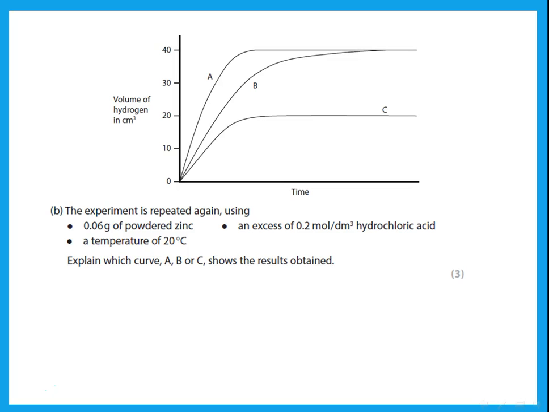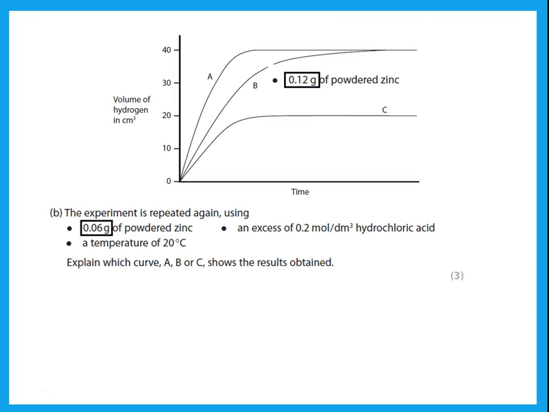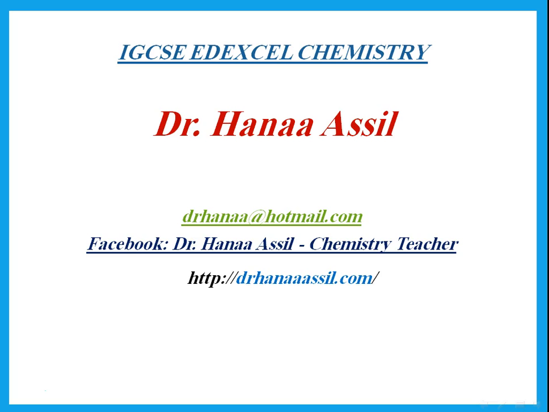Now the experiment is repeated again using 0.06 grams. So this is half the amount of the zinc that he used before, and everything else is the same. So if I'm using half the amount of reactant, I should end up with half the final volume of gas. Curve B was using 0.12. Now he's saying I want 0.06. So the curve that gives me half of it should be curve C. This gives half the final volume of gas.